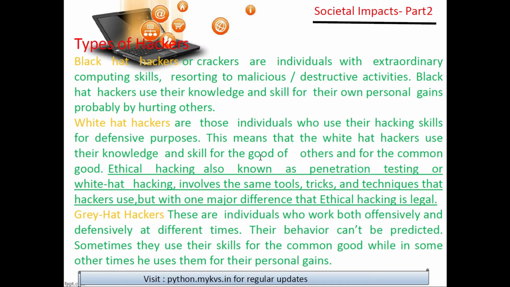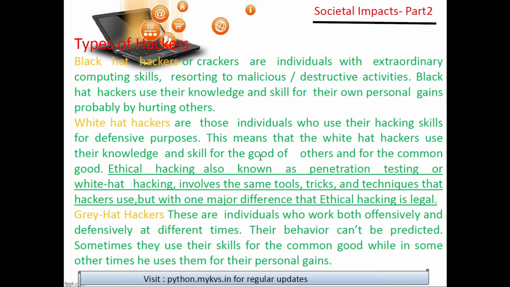Okay, ethical hacking is what? Now the question may come, what is ethical hacking? Ethical hacking, also known as penetration testing or white hat hacking, involves the same tools, tricks, and techniques that hackers use, but with one major difference, that ethical hacking is legal. Why is it legal? Because ethical hacking is only to be used for learning purposes, not for causing harm.